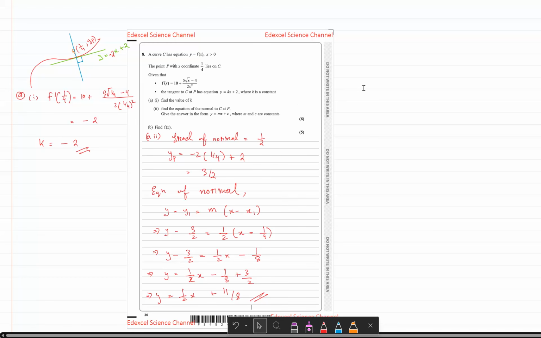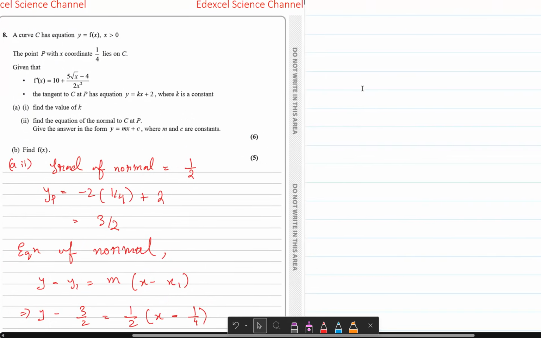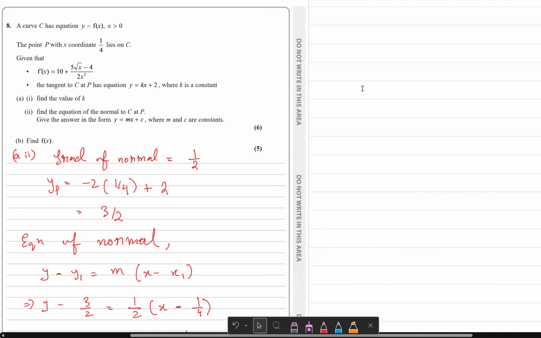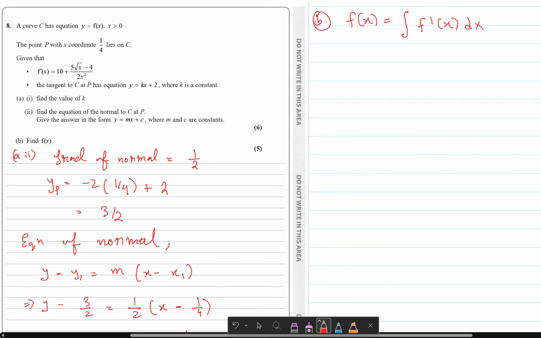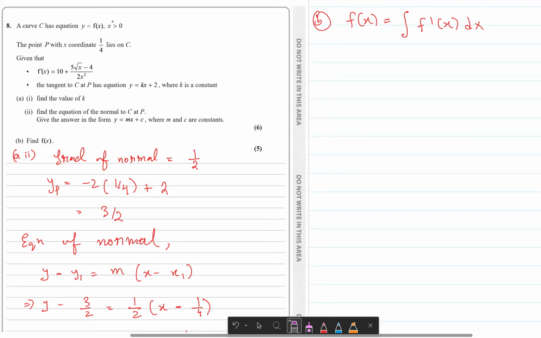I don't really need any of this. I don't think so, but let's actually leave it over there. Okay. So now they're asking us to find f of x in part B. Now we know that f of x must be the integral of the first derivative, right, guys? If this is the first derivative, and if I integrate it, it will give me the original function.